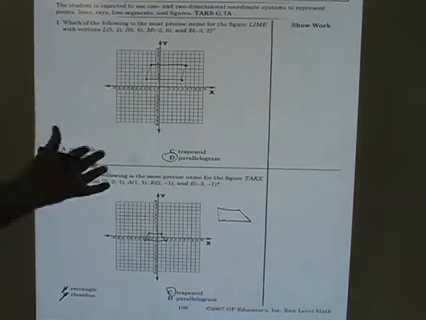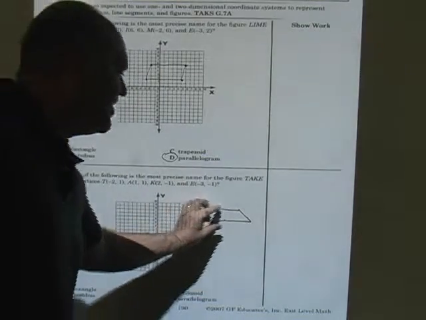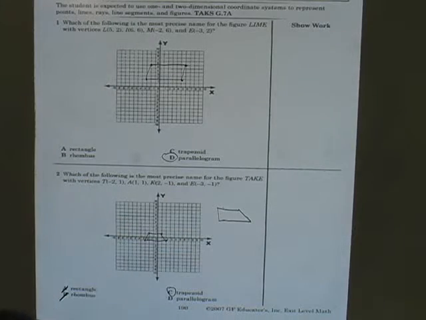Okay. There's another type of trapezoid. You got a pair of parallel sides right there, and that makes it a trapezoid.